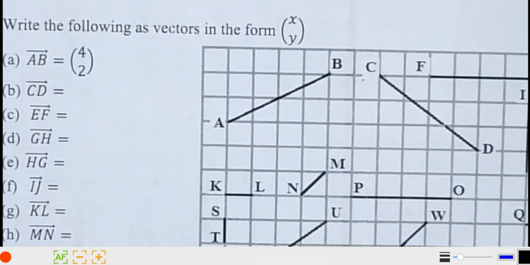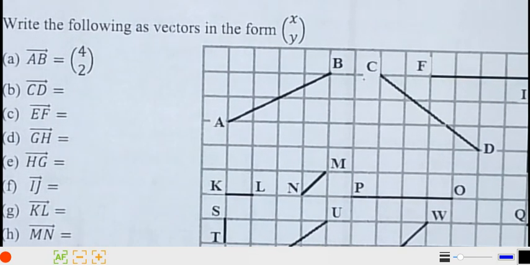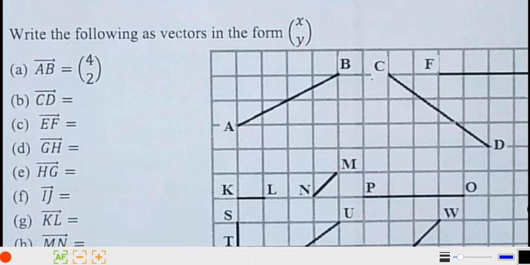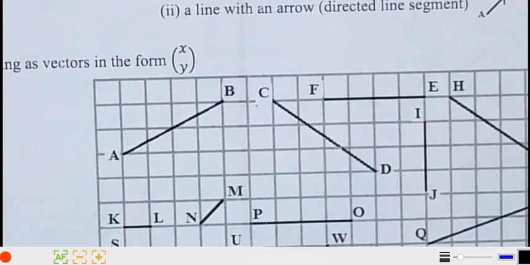Let's look at CD. We're going from C to D. Now please go left and right first and then up and down after. So how are we going to do that one? 4 units to the right. 3 down. Okay, let's see.